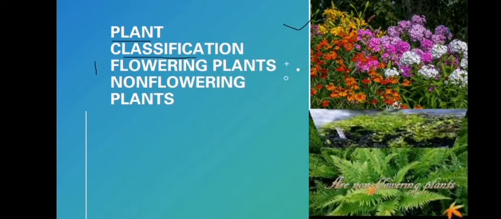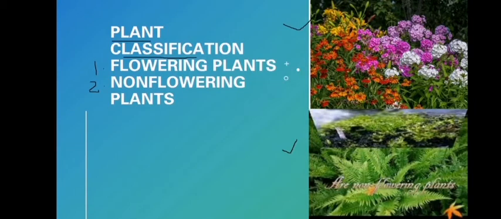Number 1, flowering plants. Simply, the plants which have flowers, that grow the seed. And number 2, non-flowering plants. Non-flowering plants means the plants which do not have flowers, like this second picture. So we classify the plants into 2 groups: the plants with flowers, flowering plants, and the plants without flowers, non-flowering plants.